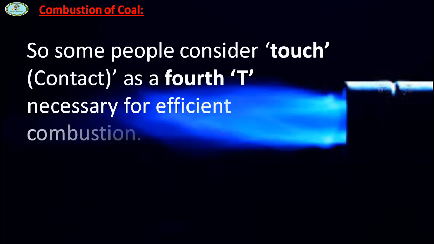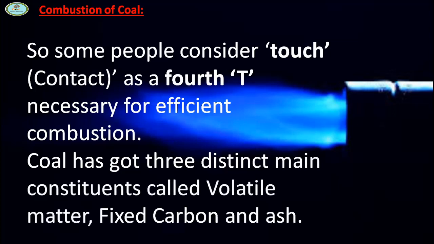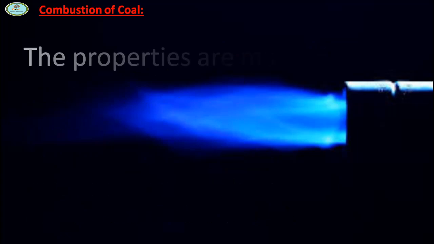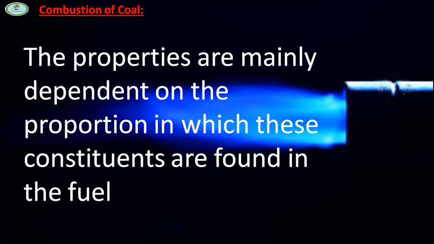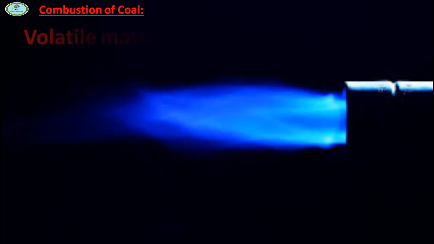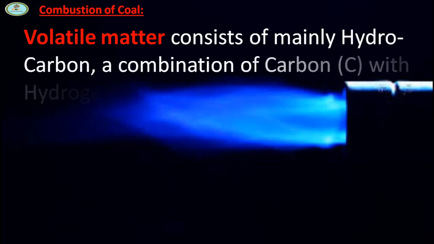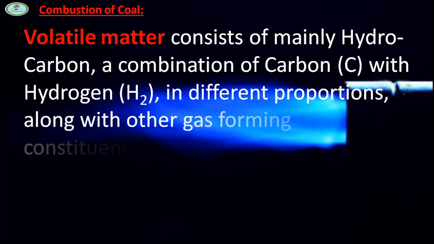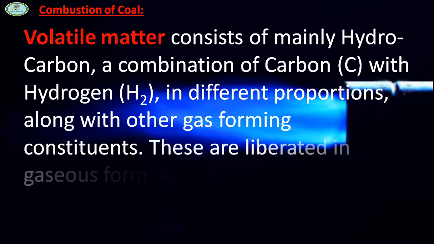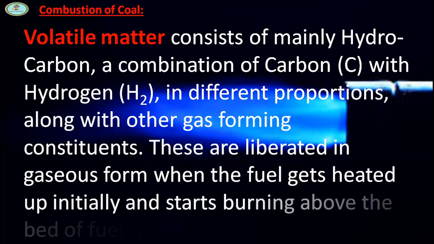Coal has three distinct main constituents called volatile matter, fixed carbon and ash. The properties mainly depend on the proportion in which these constituents are found in the fuel. Volatile matter consists mainly of hydrocarbons, a combination of carbon with hydrogen in different proportions, along with other gas forming constituents. These are liberated in gaseous form when the fuel gets heated up initially and start burning above the bed of fuel with a long yellow flame.